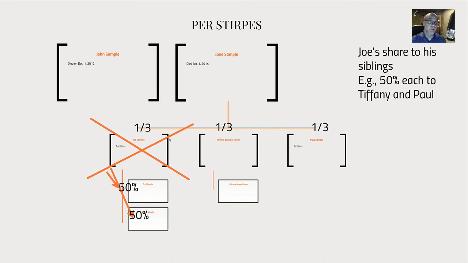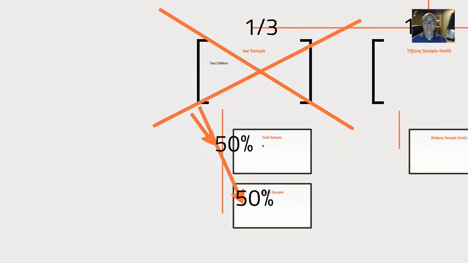In our example, Joe passed away. Normally, the 3 kids, Joe, Tiffany, and Paul, would each receive 1/3, 1/3, 1/3. If this was per capita, Joe's 1/3 would go to his brothers and sisters, so they'd get 50-50. Under a per stirpes distribution, Joe's 1/3 goes to his children 50-50 equally. That's called a per stirpes distribution.